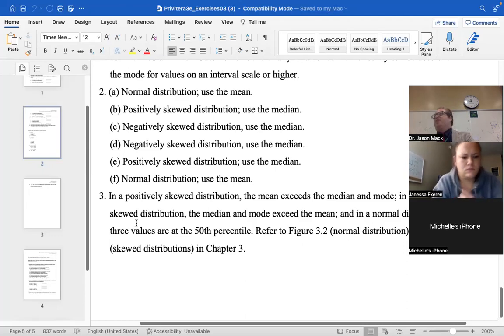And then our last answer is what you drew before. In a positively skewed distribution, the mean exceeds the median and the mode. In a negatively skewed distribution, the median and the mode exceed the mean. And in a normal distribution, they're all on the 50th percentile on top of each other. That is what influences the shape of the curve.